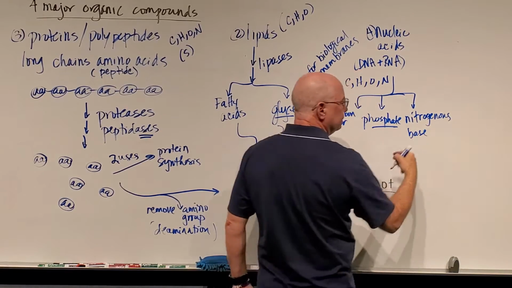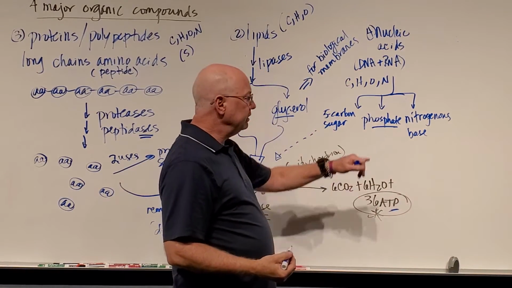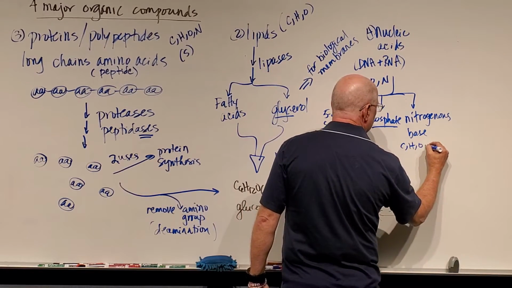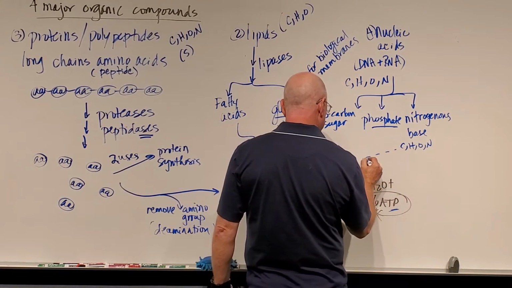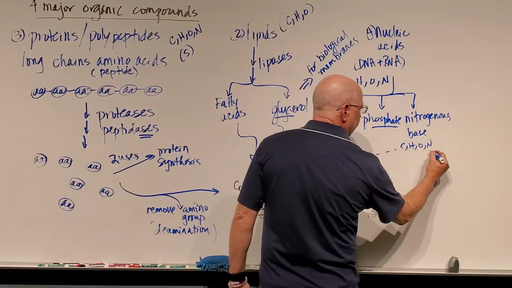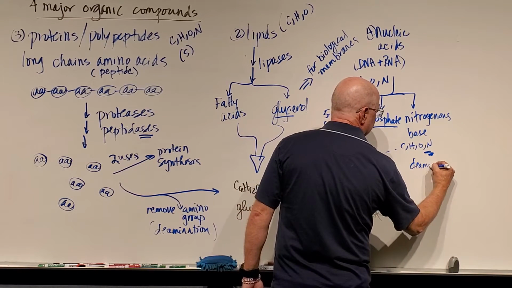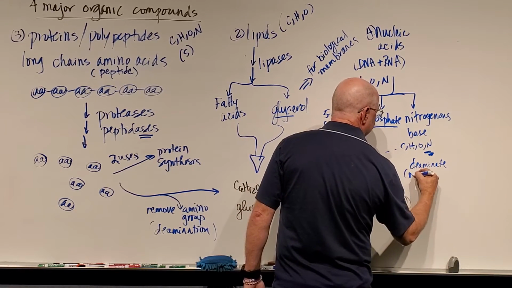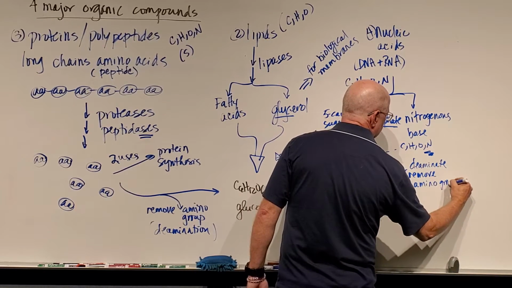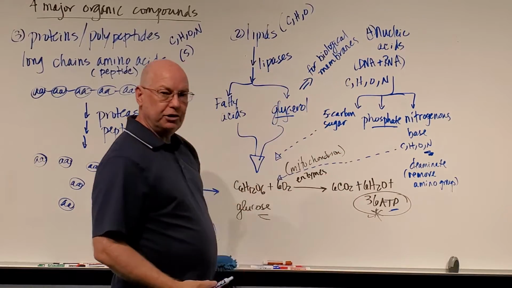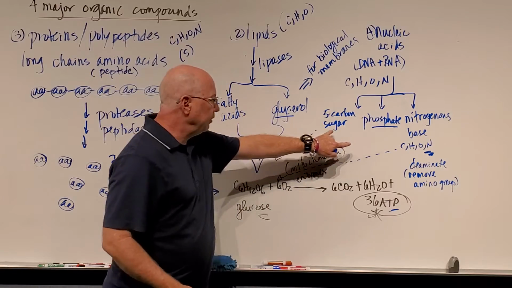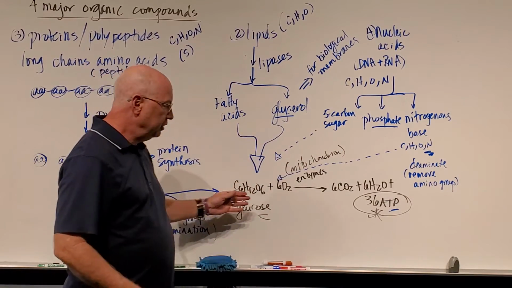A base simply means it has a pH greater than 7 and it has nitrogen in it. This has carbon, hydrogen, oxygen, and nitrogen. So technically I could take a couple of the bases and deaminate, I remove that amino group, and I have carbon, hydrogen, and oxygen. With some chemical manipulation and some enzymes, I can convert some of these compounds into sugar for energy.